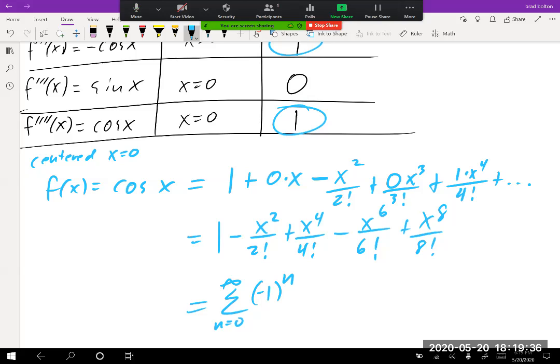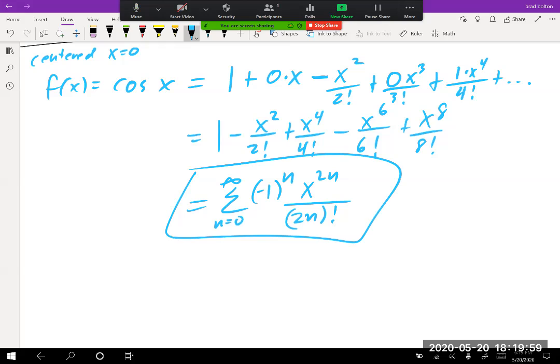And then how are we going to generate x squared and all the multiples of 2: 2, 4, 6, 8, 10? Well, that would be x to the 2n divided by 2n factorial. Like that. And that is our power series for cosine.